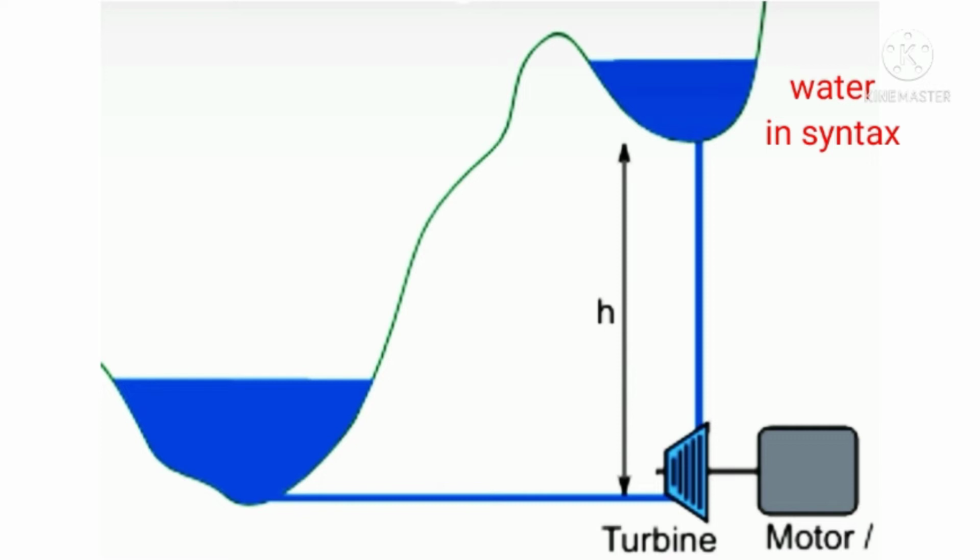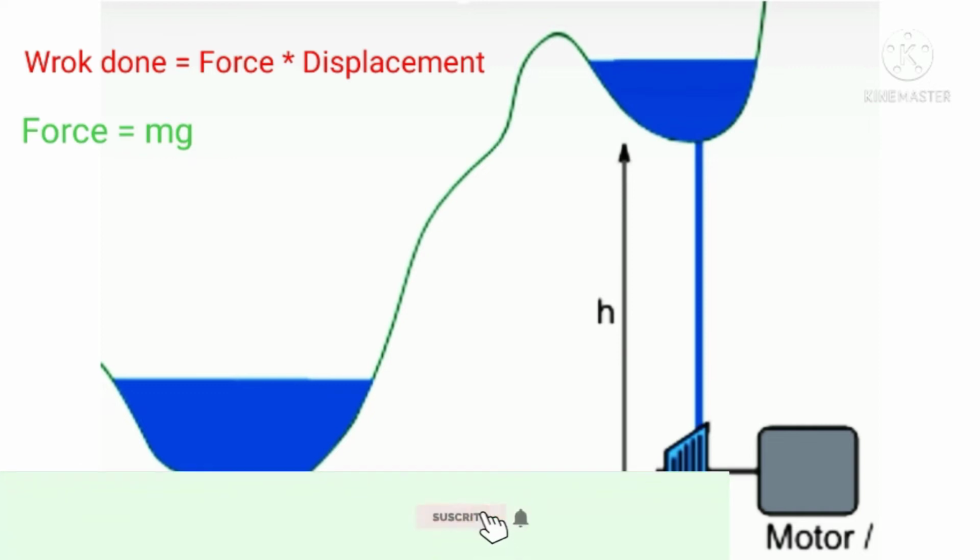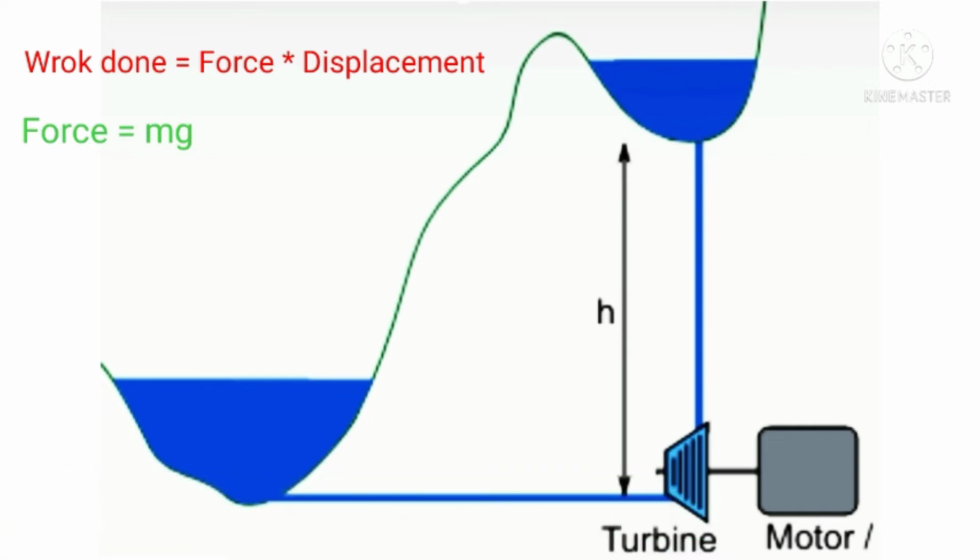To understand this, we must know the formula for the work done. Work done is nothing but force into displacement. Here, the force on the water, if that water is on the ground, is mg, which is the gravitational force, where m is the mass of the water and g is the gravitational acceleration. Now, when we are moving this water to some height, we are doing some work against the gravitational force of the earth. This work done will get stored into the potential energy.